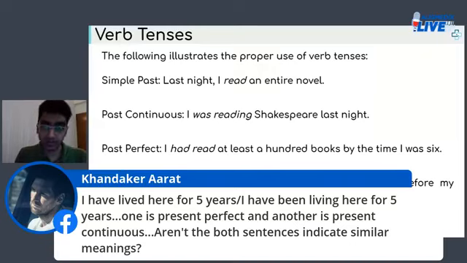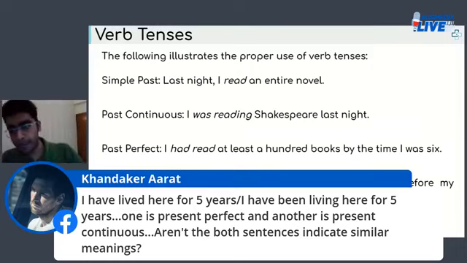They both mean that you live in this place and that you have been living here for the last 5 years. You started living in this location or in this area or in this house 5 years ago, and ever since you have been living here. Okay? All right.